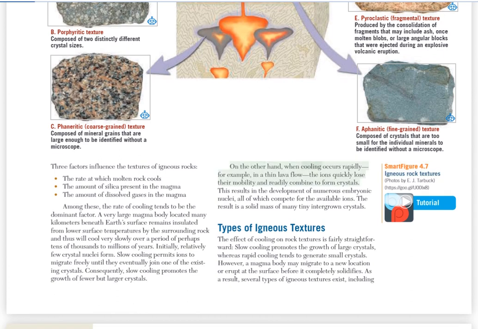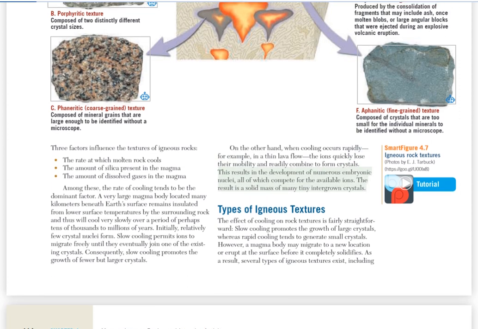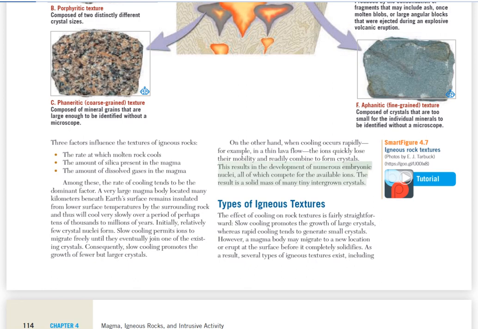On the other hand, when cooling occurs rapidly, for example, in a thin lava flow, the ions quickly lose their mobility and readily combine to form crystals. This results in the development of numerous embryonic nuclei, all of which compete for the available ions. The result is a solid mass of many tiny intergrown crystals.